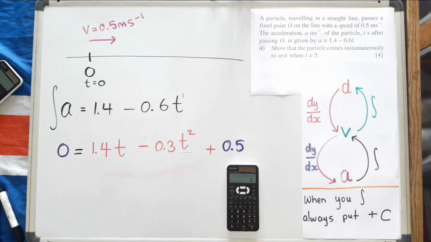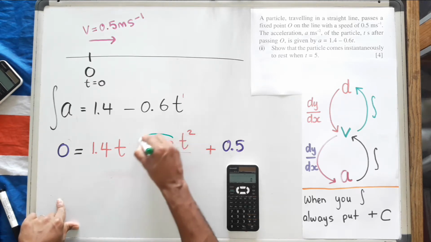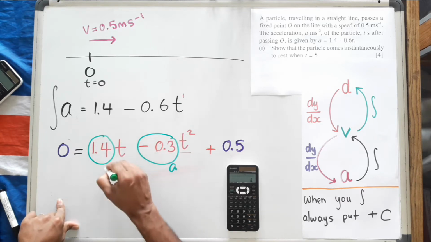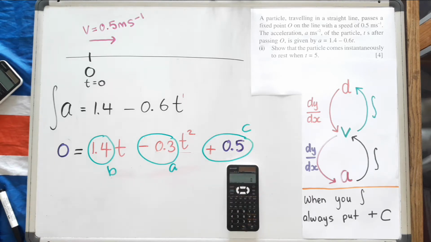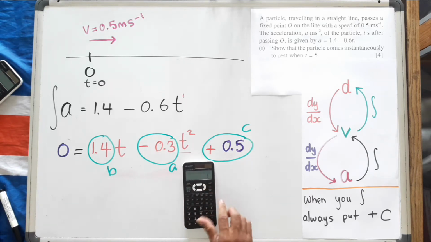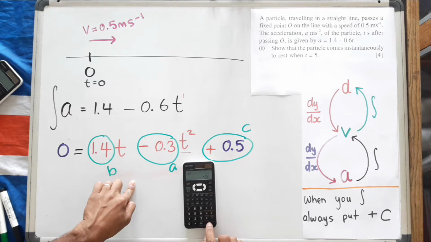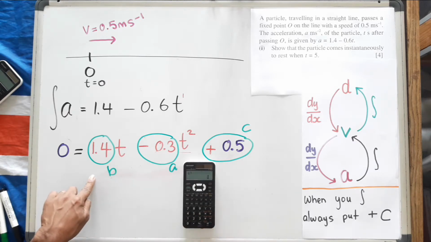All right. So, according to this quadratic, the number touching t squared is minus 0.3. So, this is my a value. The number touching the t is my b value. And, well, this is my c value. So, if you have a Sharp calculator, you just press mode 2, 2. It would ask you for the value of a, which is negative 0.3. Press equal. b is 1.4. Press equal. And c is 0.5.